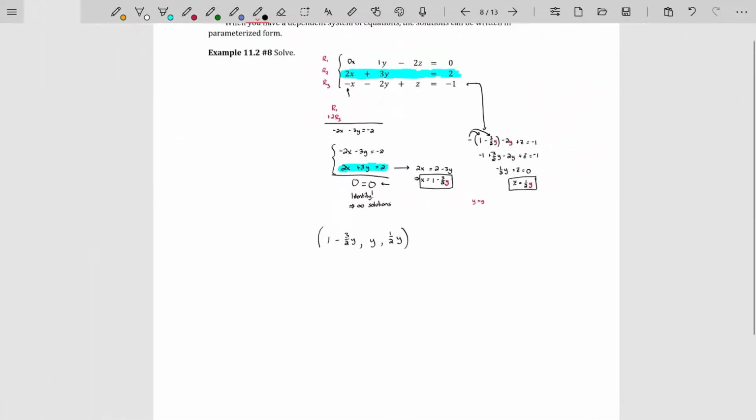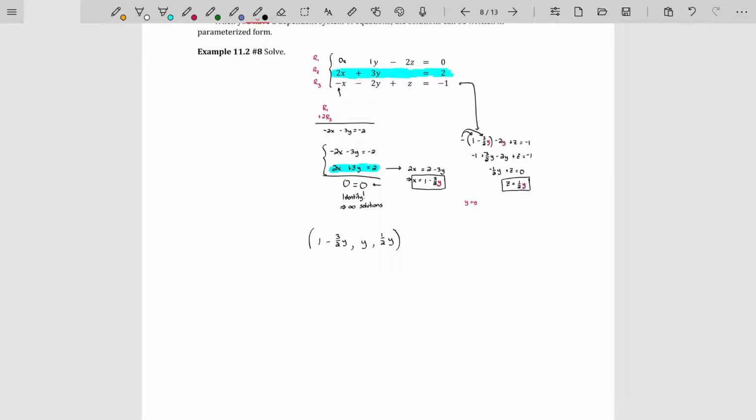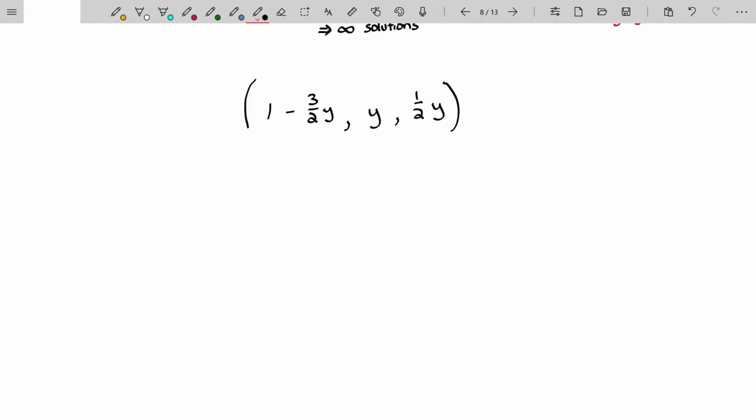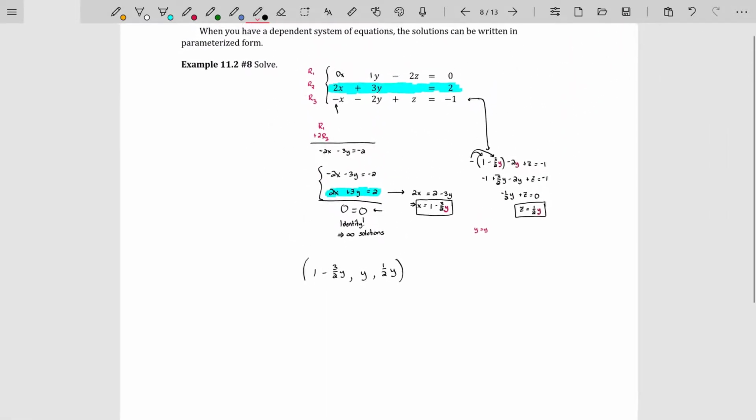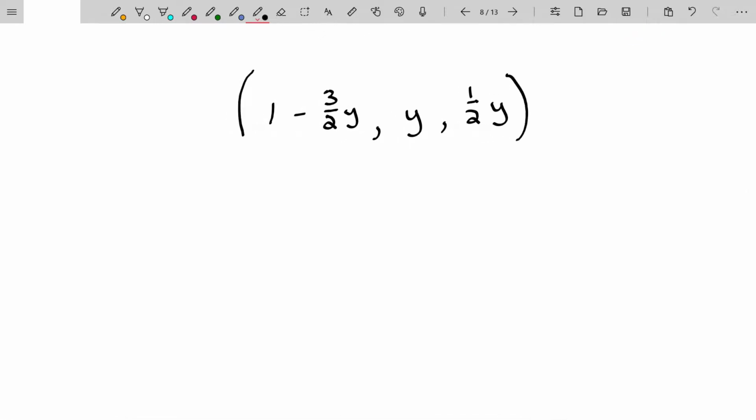Well, that's one way to write it. There's actually a lot of other ways you can write this, but I'm going to start by saying that most authors will not like it if you leave it like this. They would prefer that you use a parameter, and that's why we call this parameterizing solutions. Instead of calling that y, we're just going to say, let t be any real number. Let t be an element of the real number system. Then whatever we choose t to be, we could write this as 1 minus 3 halves t, comma, t, comma, 1/2 t.